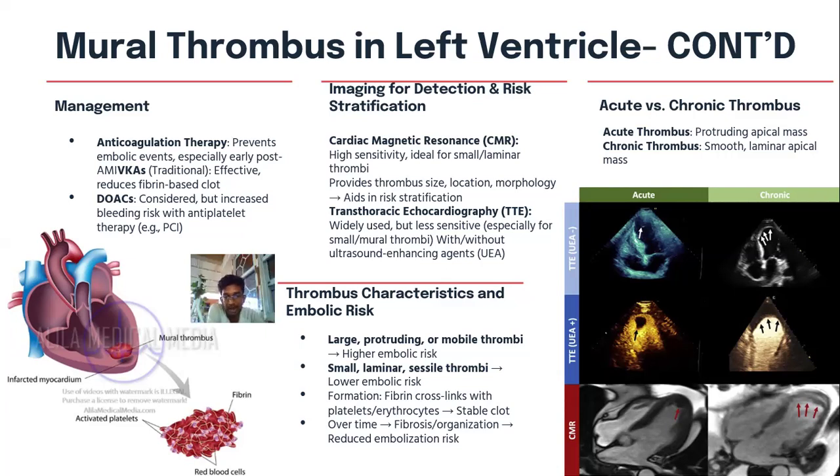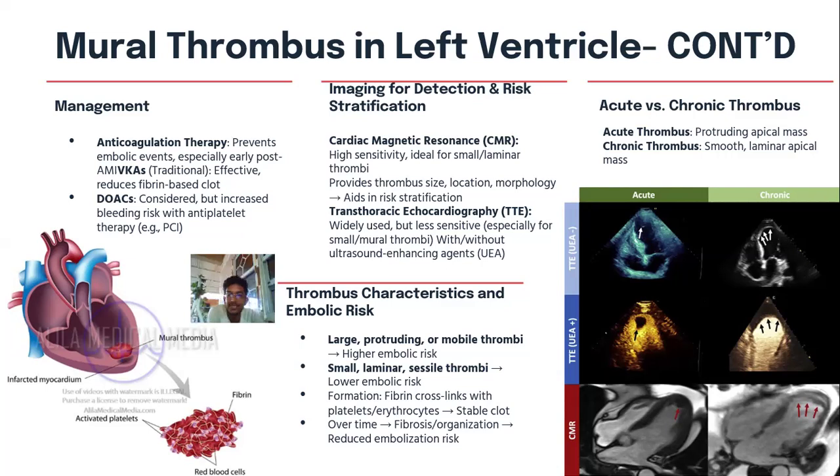Direct oral anticoagulants, DOACs, are sometimes considered, though they are less established in this context and come with an increased bleeding risk when combined with antiplatelet therapy as required in patients undergoing PCI or with other indications for antiplatelet use. PCIs are percutaneous coronary interventions.